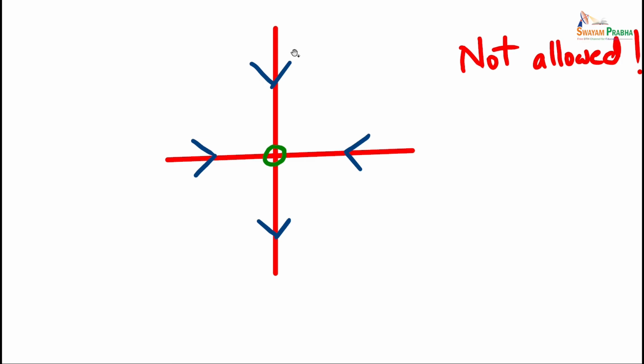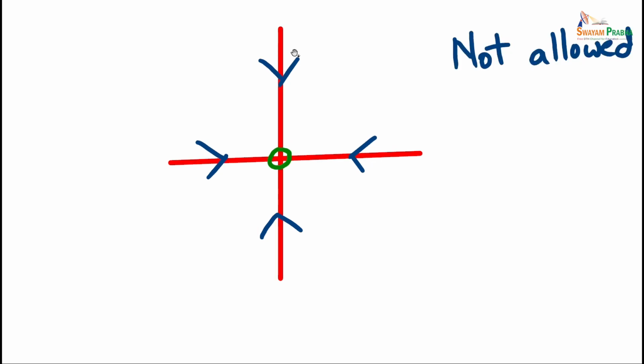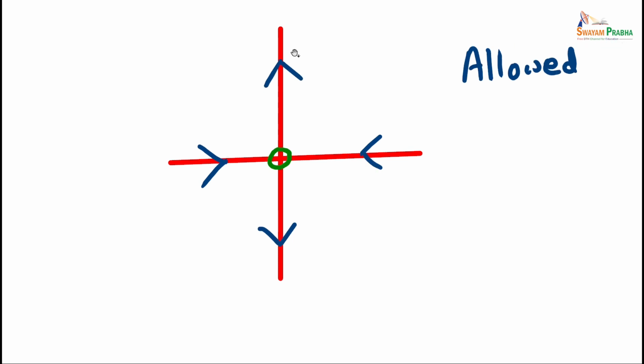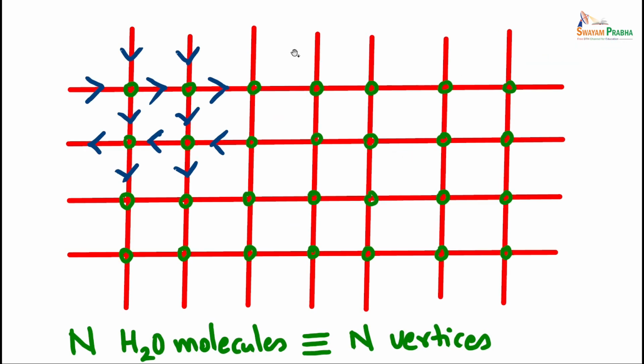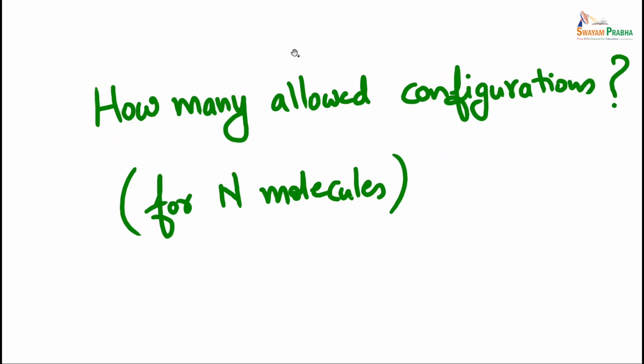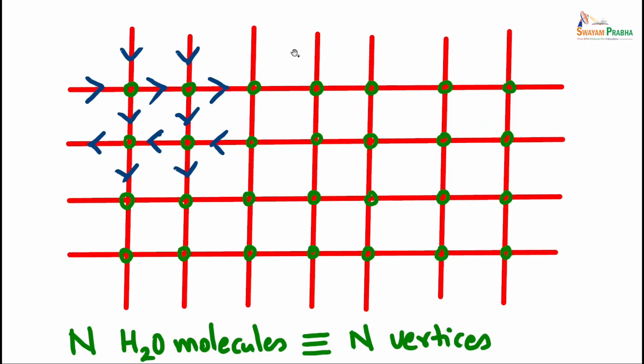3 are coming in, only 1 is going out. Also some other things, where all are coming in, are not allowed. This is allowed. Okay. So if there are n water molecules, there are n vertices, and some things are allowed, some things are not allowed. N molecules, n vertices.